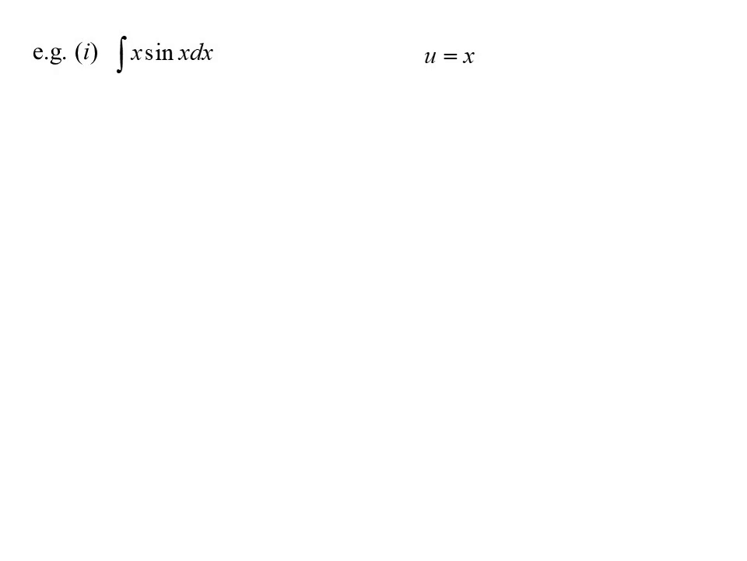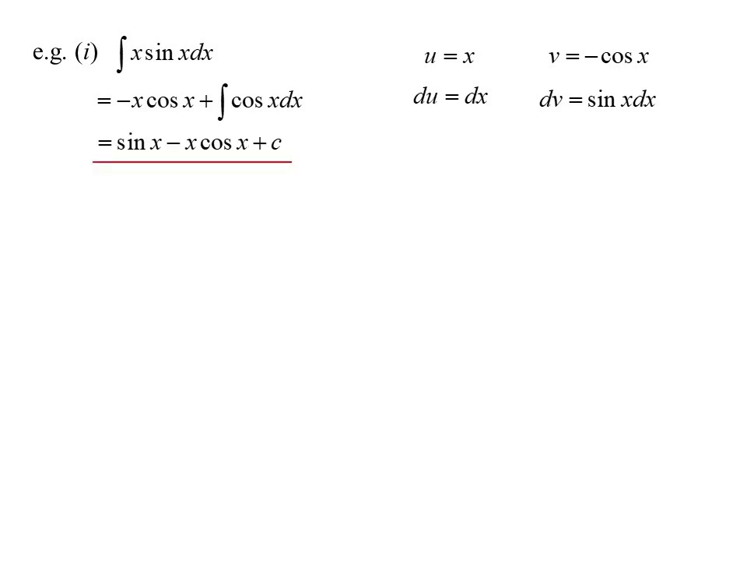U is going to be x, which means du is dx. Dv is sine x, so go back to get v: integrate sine, I get minus cos. uv is x times negative cos x, minus the integral of v du, so minus cos becomes plus cos. I can integrate cos, that's no issue, and we get our answer. I put the positive thing at the front, but there it is: sine x minus x cos x.